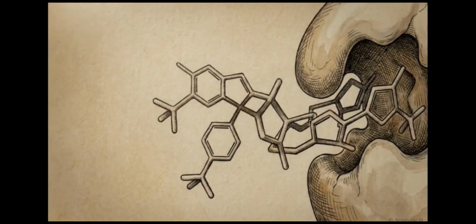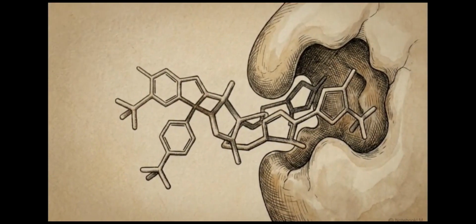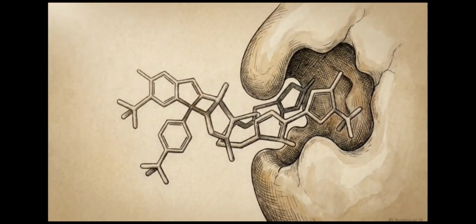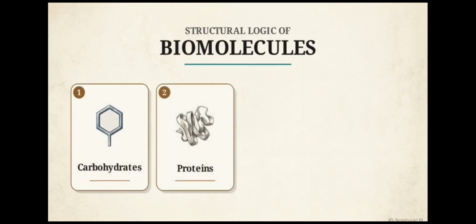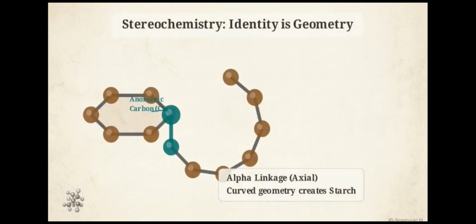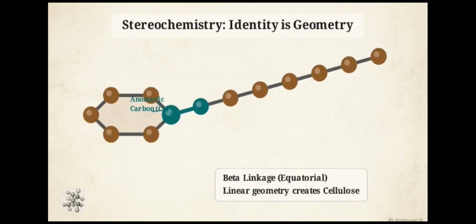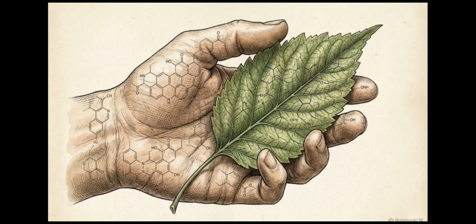In biological systems, a molecule's physical function is dictated by the precise spatial arrangement of its atoms at the nanometer scale, its stereochemistry. By analyzing the structural logic of biomolecules, carbohydrates, proteins, nucleic acids, and lipids, we can reverse engineer how a minor shift in a single chemical bond translates into the macroscopic physical properties of living organisms.